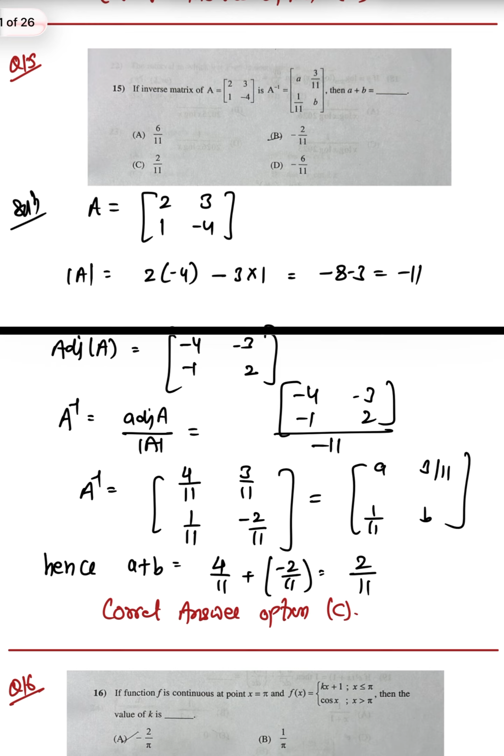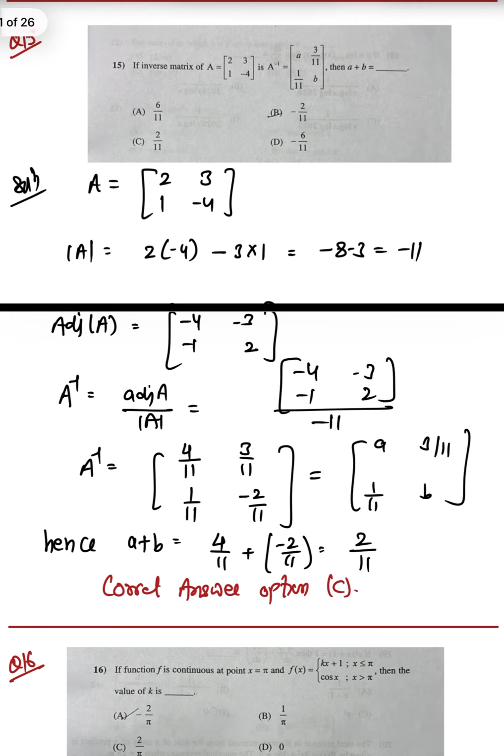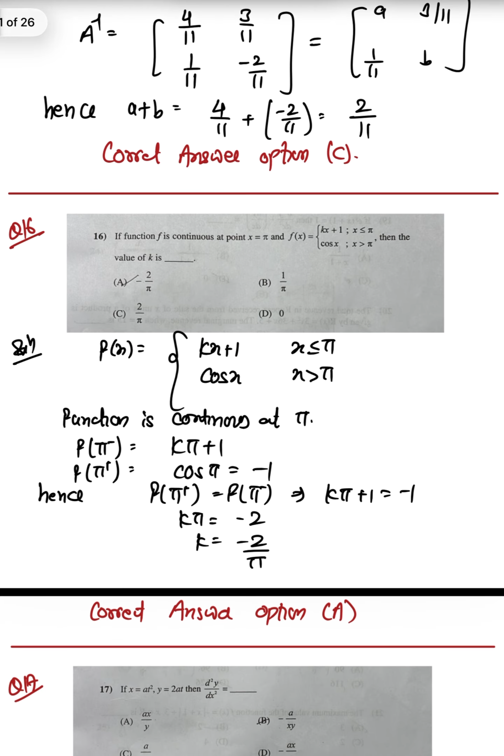Okay, next is the 15th problem. The inverse of a matrix A is given as this, and then we have to find this. So we know the A matrix is given, so we have to find the determinant of A, and we know the formula that A inverse is adjoint of A upon determinant of A. While solving, we'll get A and B. If I add, you will get minus 2 by 11 plus 4 by 11, you will get 2 by 11. That's why option C is correct.